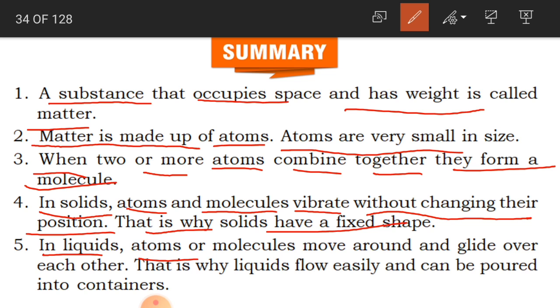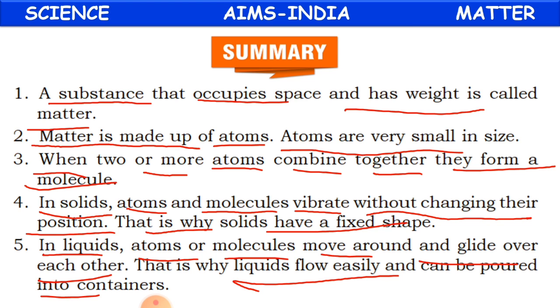And in liquids, atoms or molecules move around and glide over each other. In liquids, for example in water, these atoms and molecules move around because they have got space, and they glide over each other. That is why liquids flow easily and can be poured into containers. In whichever shape of container you pour the liquid, the liquid takes that particular shape. Why? Because here atoms or molecules can move around and glide over each other.